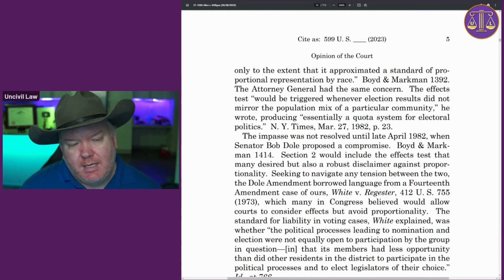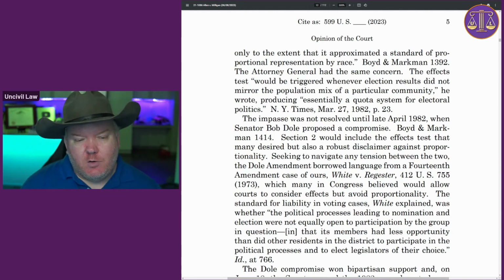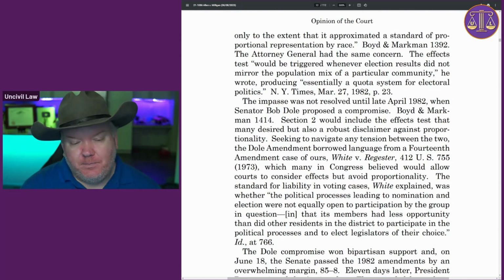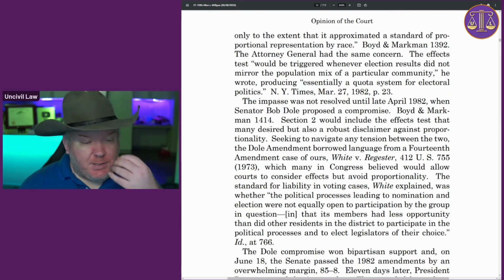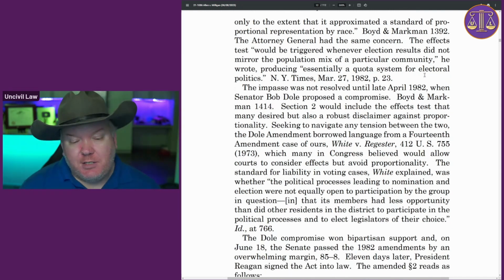Senator Dole proposed a compromise. Section 2 would include the effects test, as many desired, but also a robust disclaimer against proportionality. Seeking to navigate the tension between the two, the Dole Amendment borrowed language from a 14th Amendment case of the Supreme Court, which many in Congress believed would allow courts to consider the effects but avoid proportionality. The standard for liability in voting cases was whether the political process leading to nomination or election was not equally open to participation by the group in question, in that its members had less opportunity than did other residents in the district to participate in the political process and elect legislators of their choice.